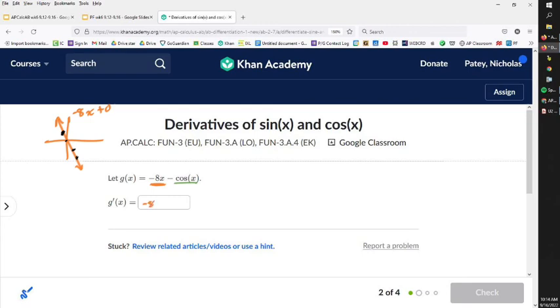So we have negative 8, and then we have minus. Now the derivative of cosine is actually negative sine. So it would be minus negative sine x, but when you simplify that, it becomes positive. And that's it.